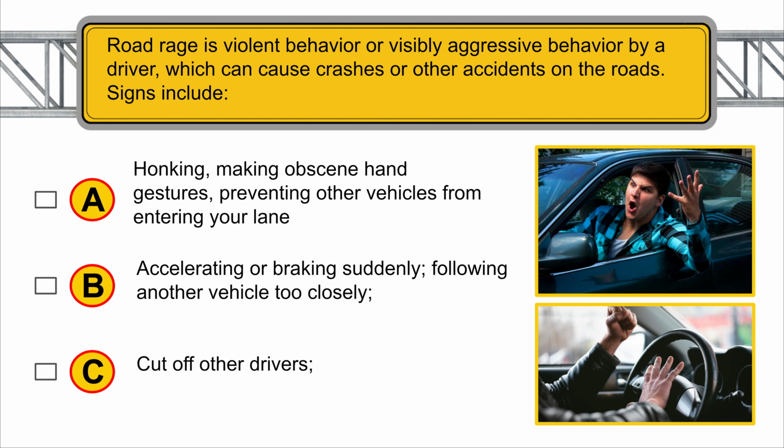Road rage is violent or visibly aggressive behavior by a driver which can cause crashes or other accidents on the roads. Signs include honking, making obscene hand gestures, preventing other vehicles from entering your lane, accelerating or braking suddenly, following another vehicle too closely, and cutting off other drivers.